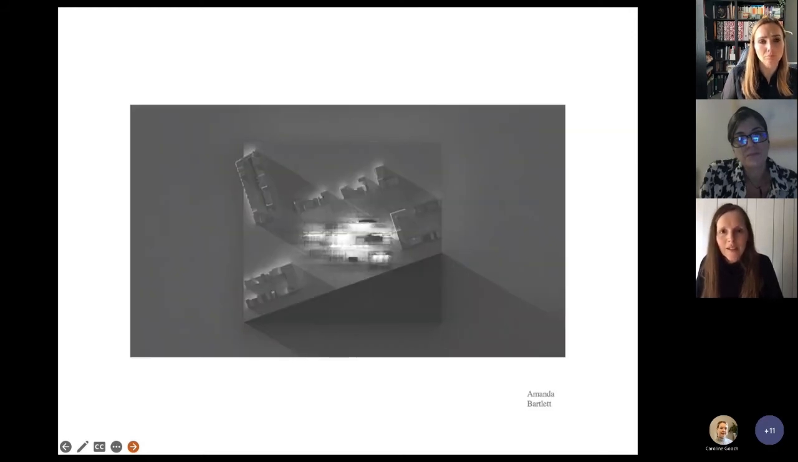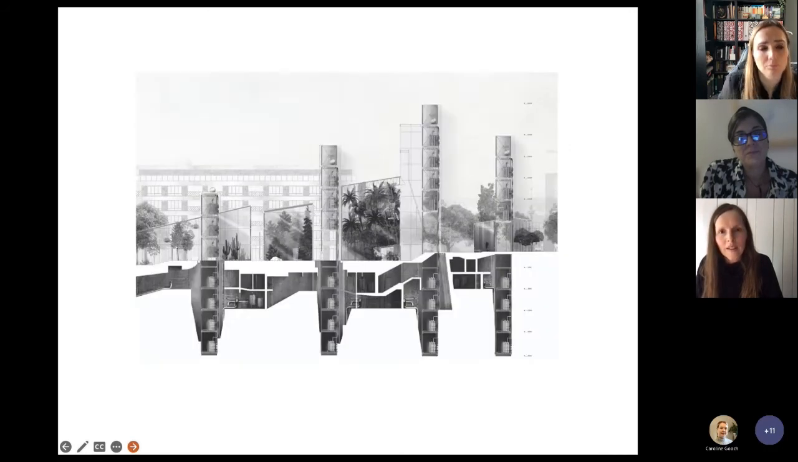So back to our projects. So this is Amanda's project. So it's this big data center with these greenhouses which create digital weather, kind of glowing in the darkness.